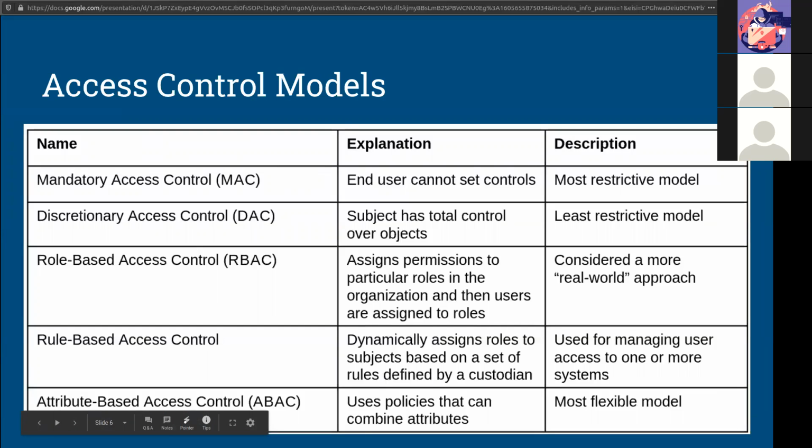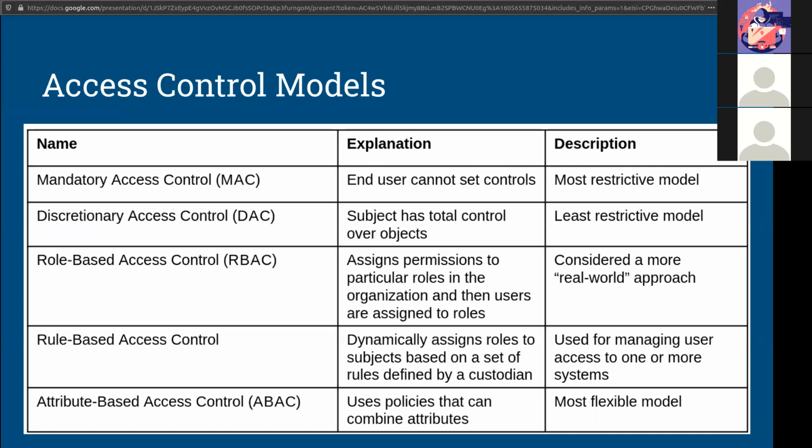There are different ways to set access control. It can be mandatory, where the end user cannot set the control. It is the most restrictive, so you know if you go down this road, you're going to have the most complaints. There's the discretionary access control, where the subject has total control over the object. So it's the least restrictive, the polar opposite of mandatory.